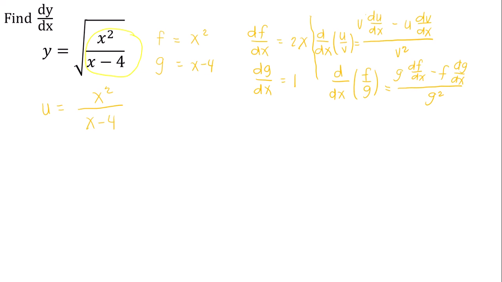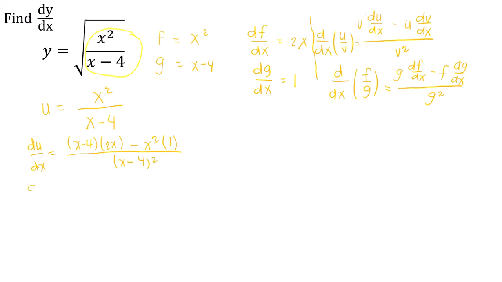So now let's try to get du/dx. du/dx is equal to, so I should have made the background black. Anyway, you can judge me. I don't have much on color theory. So we have g, which is x minus 4, times df/dx, which is 2x, minus u, or our f, which is x squared, times dg/dx, which is 1, all over the square of g, which is x minus 4 squared.